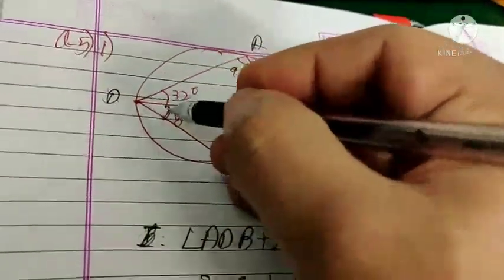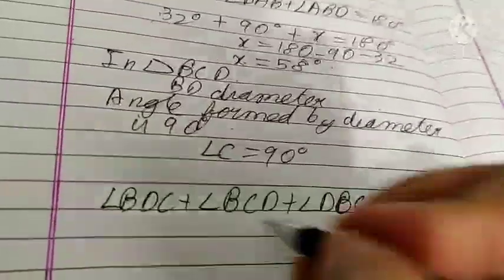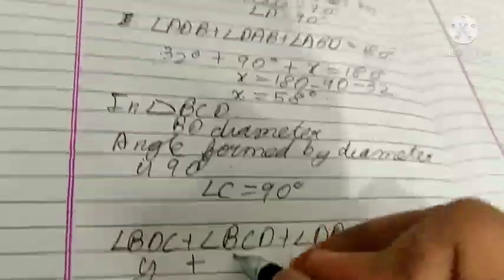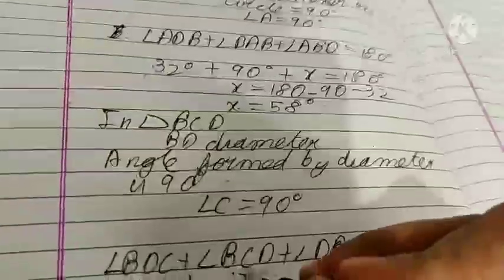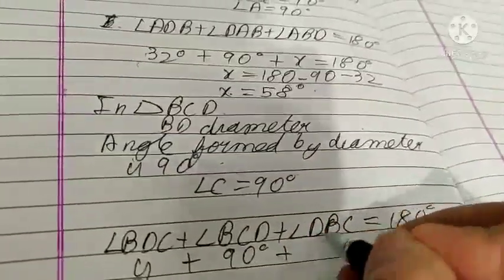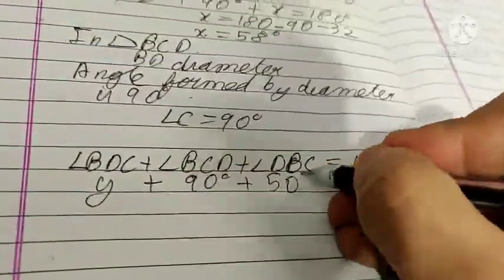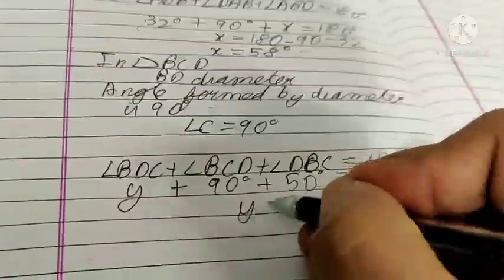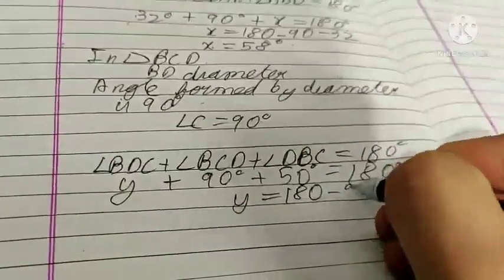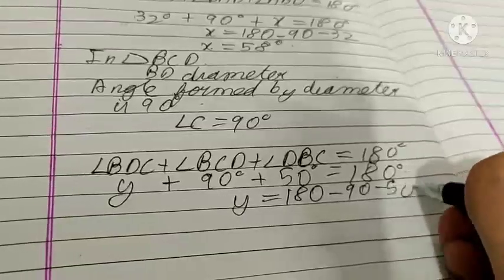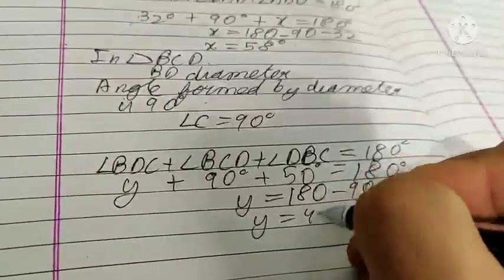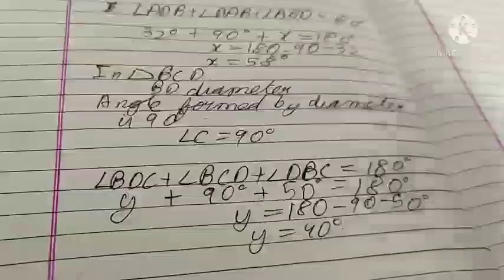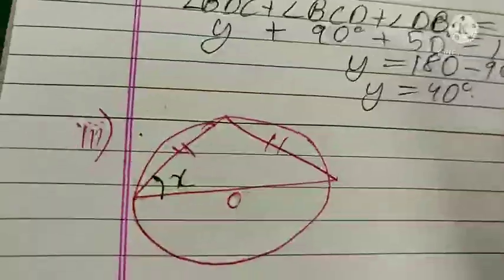Here this angle D is Y. So Y plus angle BCD, which is 90 degrees, plus angle DBC, that is 50 degrees, equals 180 degrees. So angle Y is equal to 180 minus 90 minus 50, that is 40 degrees. Okay, this is our Y. So this is our next question.